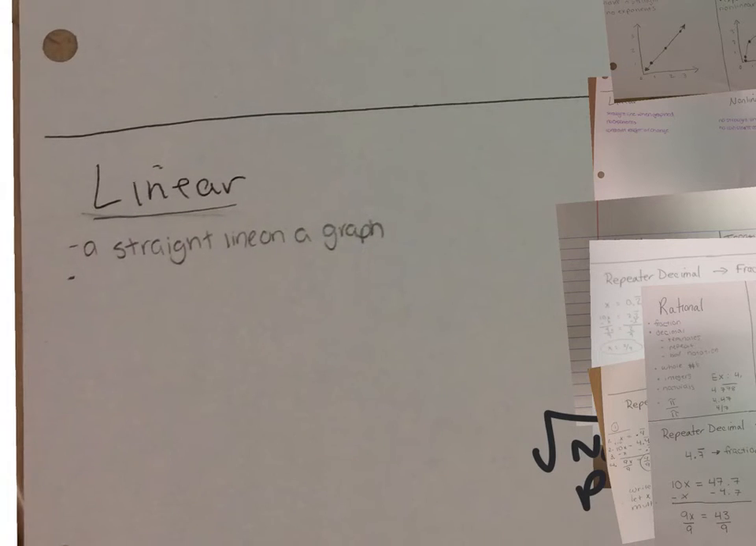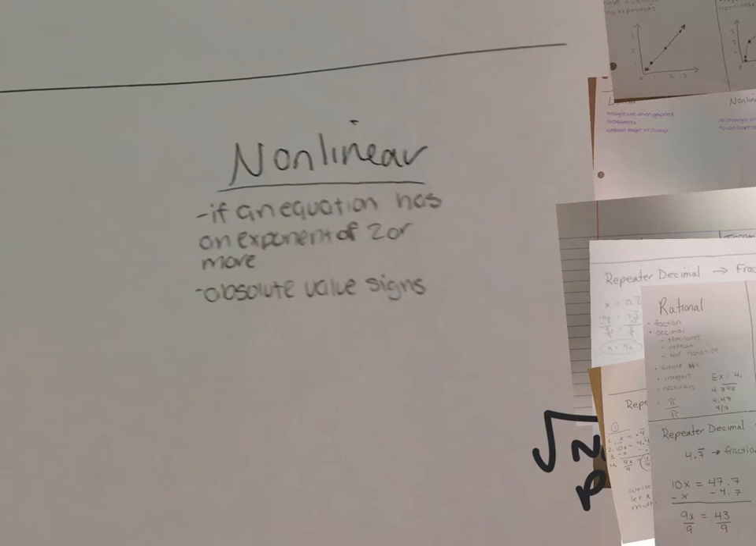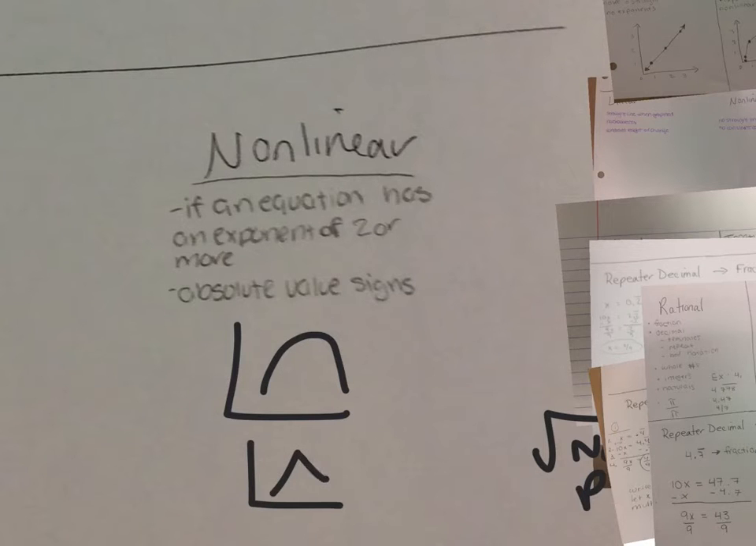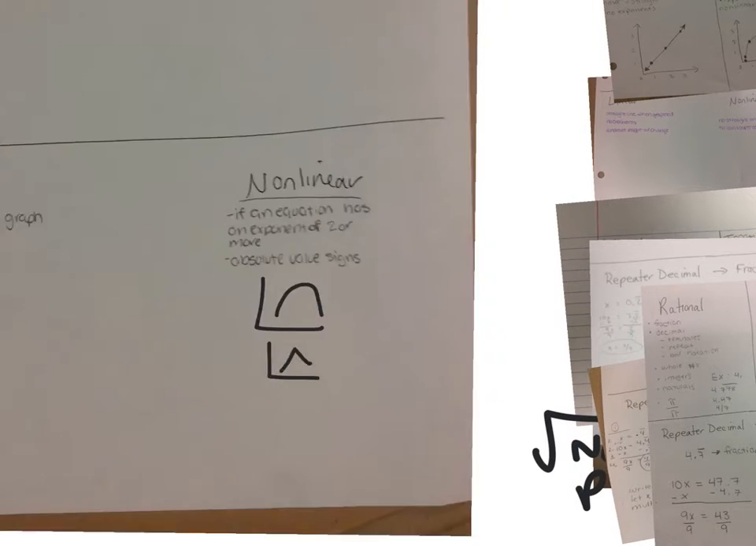Linear is a straight line on a graph. Nonlinear means an equation that has an exponent of 2 or absolute value signs. So again, when you go to graph, anything with a curve or a bend in it is nonlinear.